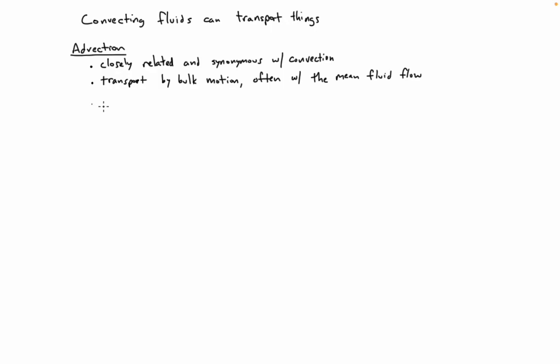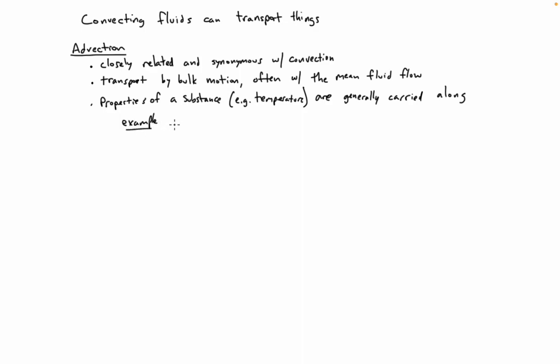So when this happens, the properties of a substance, and I'll give some examples, for example temperature, are generally carried along, get a free ride. So an example is silt in a river.